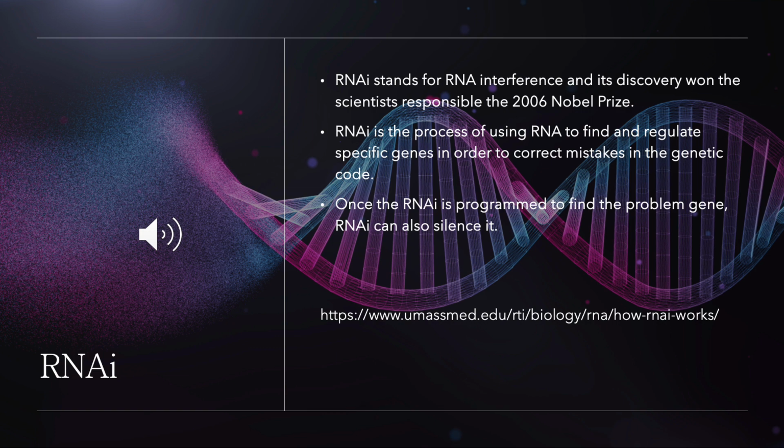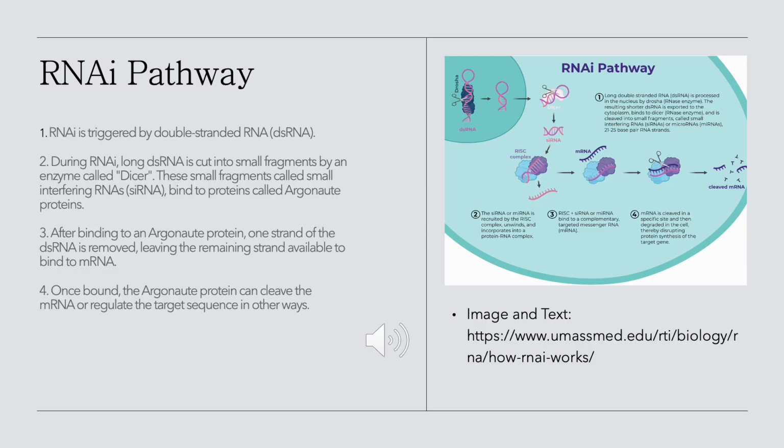RNAi is the process of using RNA to find and regulate specific genes in order to correct mistakes in the genetic code. Once RNAi is programmed to find the problem gene, it can also silence it. That silencing will definitely come back later in the presentation as we talk about limitations. In order to understand RNAi, first we have to understand the pathways of RNAi.